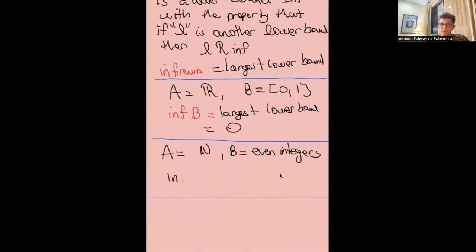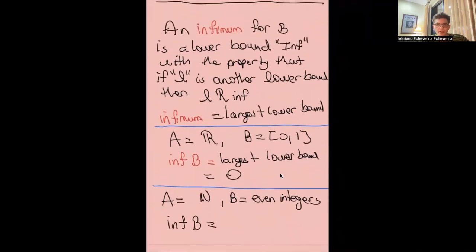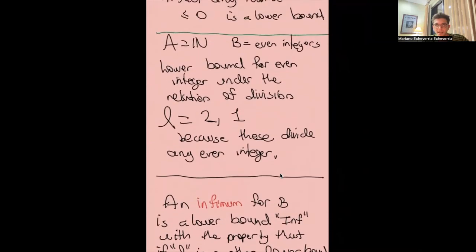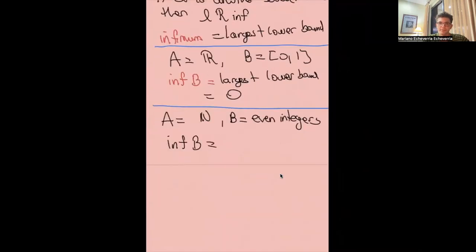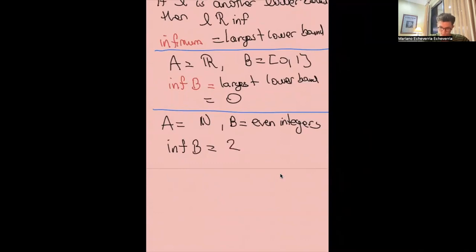What would be the infimum of B in this case? It would be the largest of all the integers that divide the even numbers. We had some options for lower bounds here, and again, we are trying to find the largest of the lower bounds. So which one is that? It's just 2. Good. So the infimum here is 2. Is that making sense?